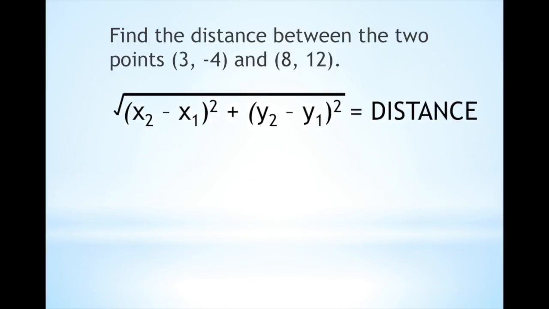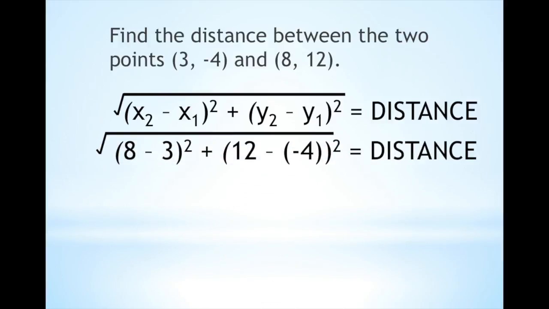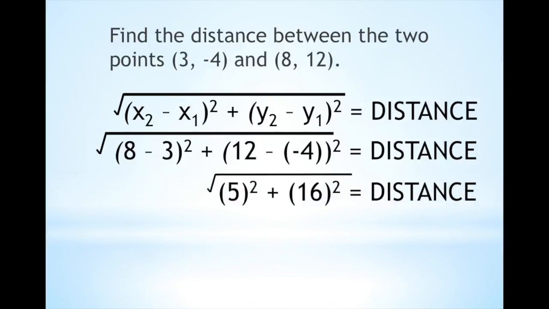So we pull out our distance formula, which is based on the Pythagorean theorem, and we plug in our numbers into the respective spots. So we get the square root of (8 minus 3) squared plus (12 minus negative 4) squared, and that should give us the distance. So following order of operations, we do parentheses first. 8 minus 3 is 5, 12 minus negative 4 is 16.